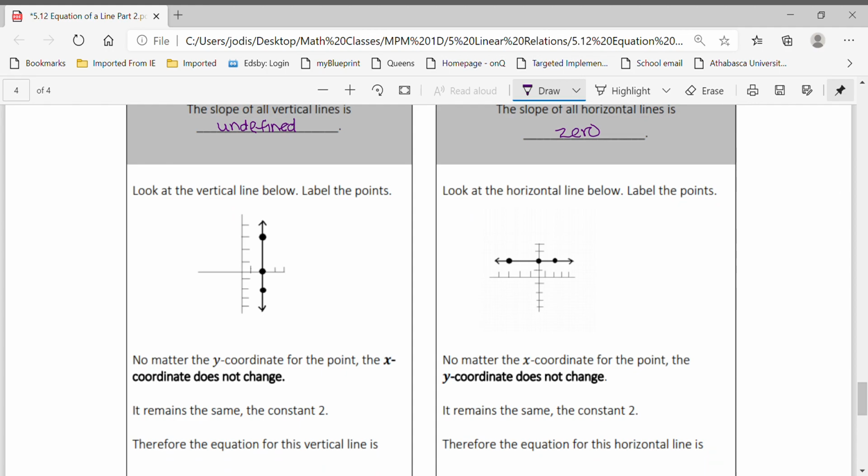So if we look at the vertical line, and then we can label the points, so we've got what? (2, 3), (2, 0), and then (2, -2), right? So if we take a look, they all start with a 2.